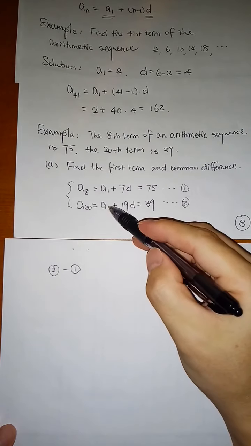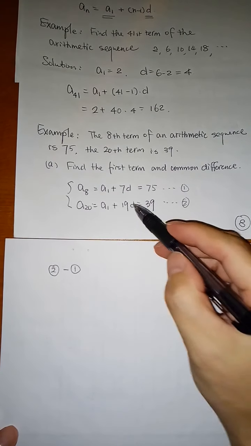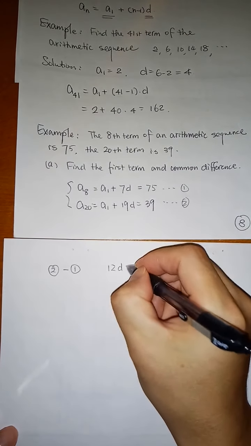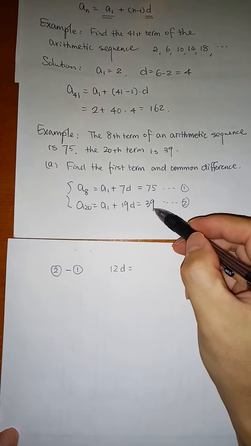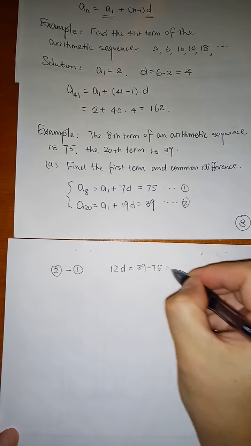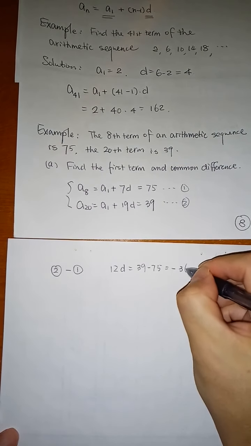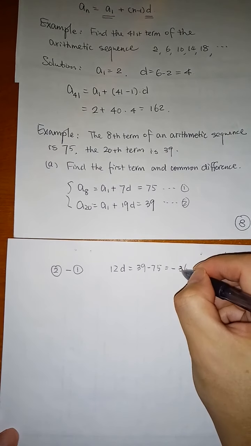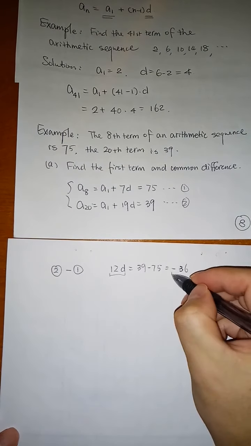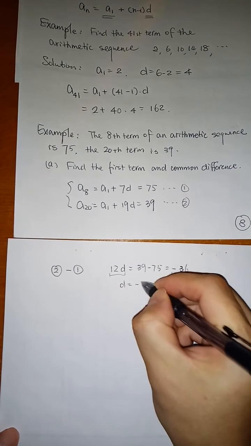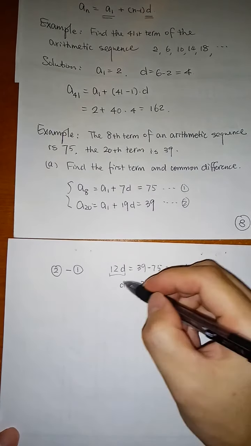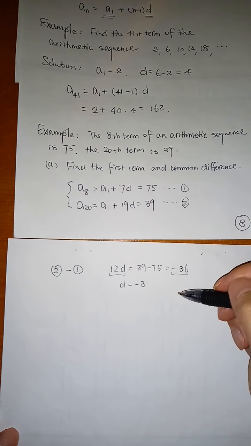Why do we do that? Because A1 minus A1 is 0. 19D minus 7D is 12D. And 39 minus 75 is negative 36. Check it, it's negative 36. So 12D is negative 36, then D is negative 3. So we do this one subtraction, we get D equal to negative 3.